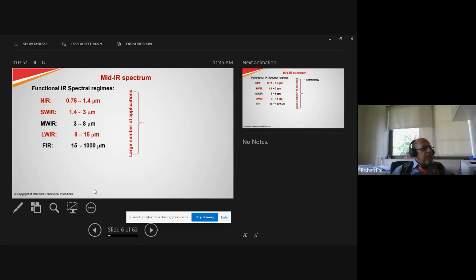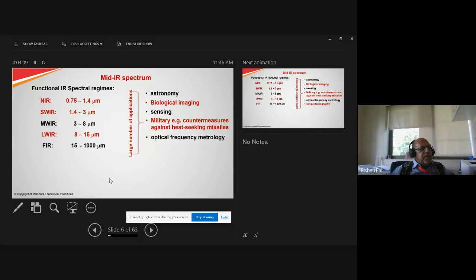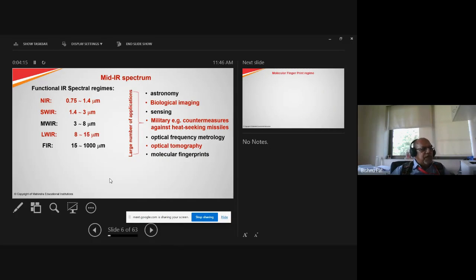It has a large number of applications. This wavelength spectrum of mid-IR finds applications in astronomy, biological imaging, sensing, military like countermeasures against heat-seeking missiles, optical frequency metrology, optical tomography, which is in biophotonics, and molecular fingerprints, like for example in pollution detection and so on.